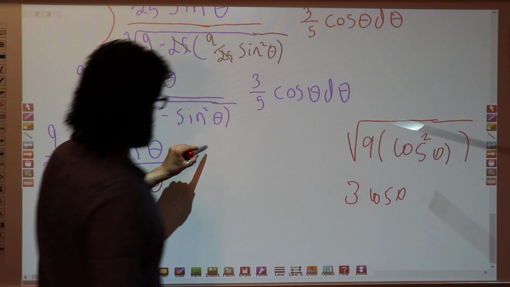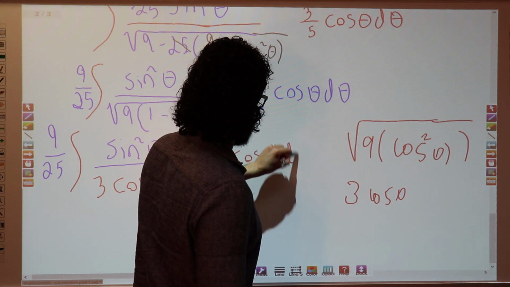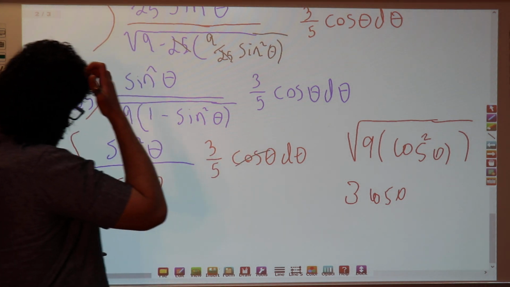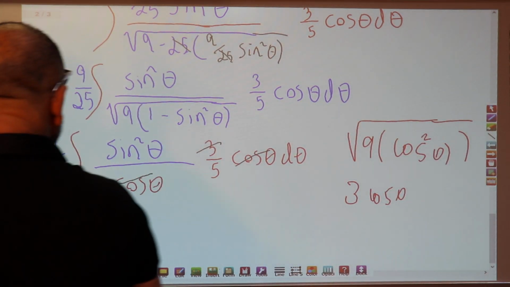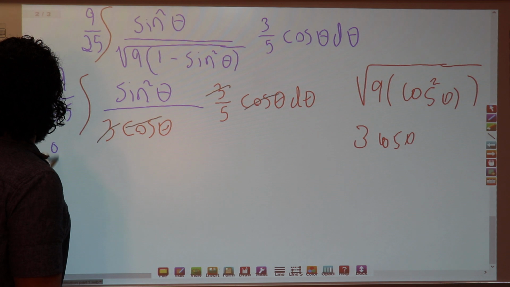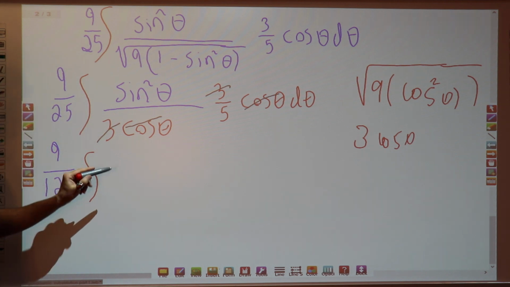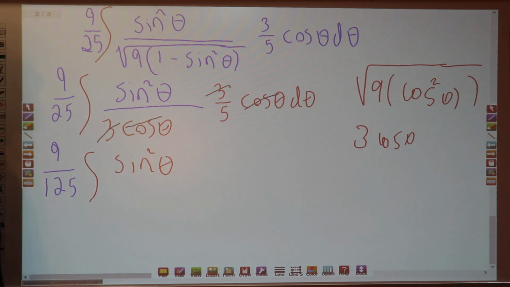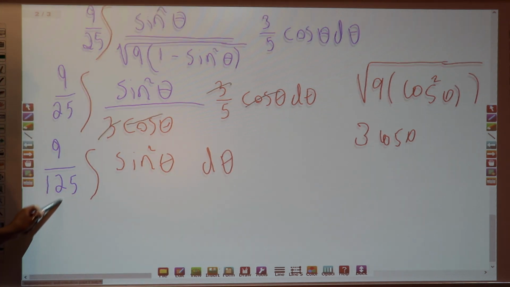And here in the blue, 3 over 5 cosine theta d theta. Now, 3 and 3, 9 over 125, right? 9 over 125 sine square theta d theta. Good. You see, Ismail?